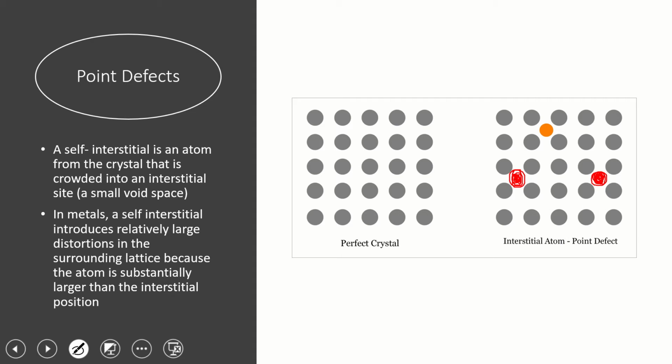In metals, a self-interstitial introduces relatively large distortions in the surrounding lattice because the atom is substantially larger than the interstitial position. So when you have a small space and you add a big atom, all the other ones are going to be dislocated so that the new atom can be added to this small space. That's why it's called a defect.